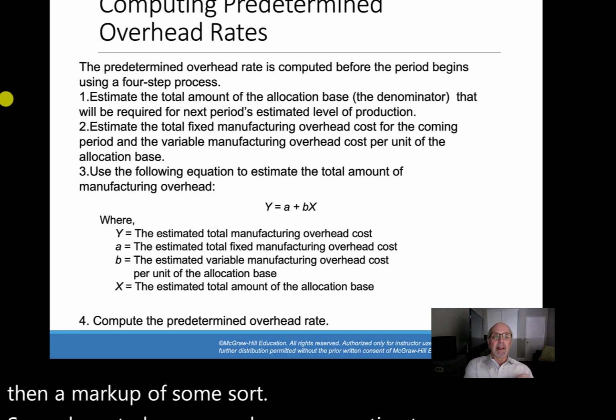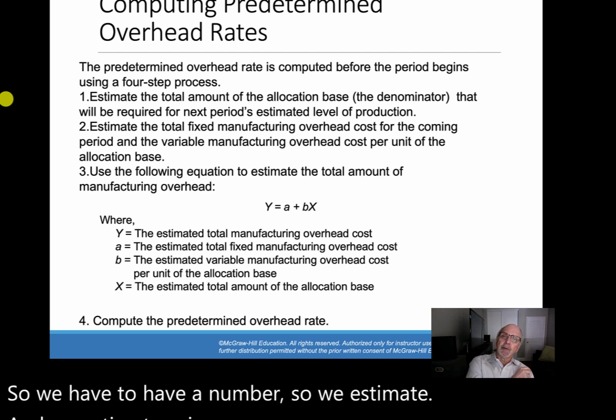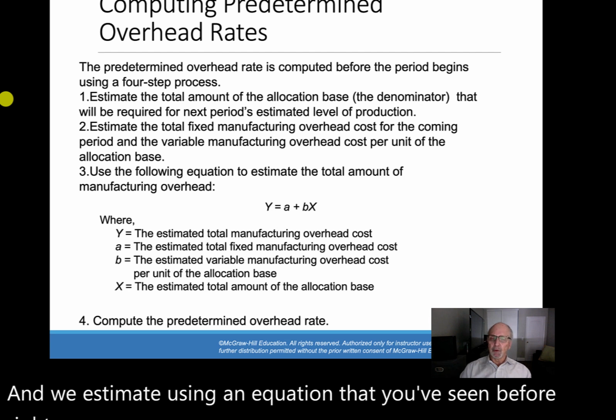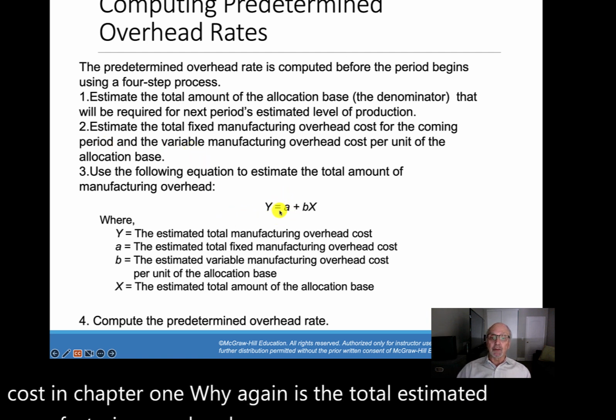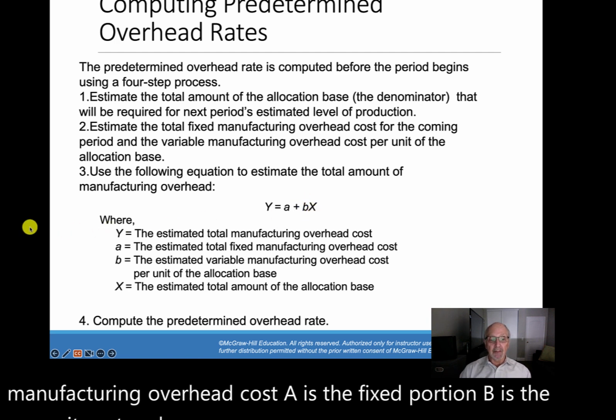And we estimate using an equation that you've seen before, right? Y equals A plus BX. We used that when we had a mixed cost in Chapter 1. Y, again, is the total estimated manufacturing overhead cost. A is the fixed portion. B is the per unit cost. And X is the activity level, the allocation base.